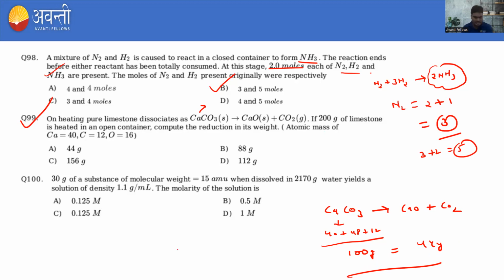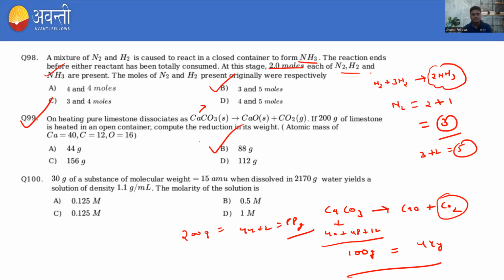So can you calculate this? Yes. We can calculate it like this: 44 gram of weight is lost for every 100 gram molar mass of CaCO3. So for 200 gram, how much is lost? 44 into 2, that is 88 gram, right? So which option is correct?